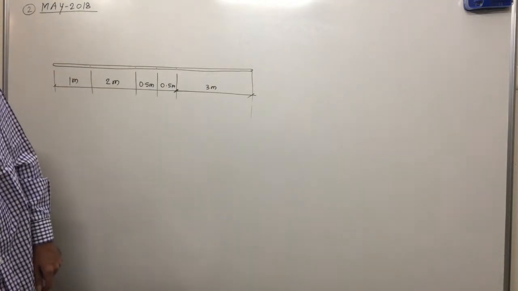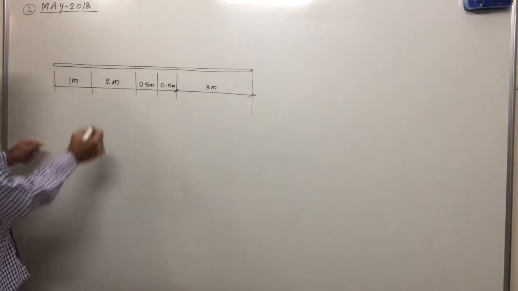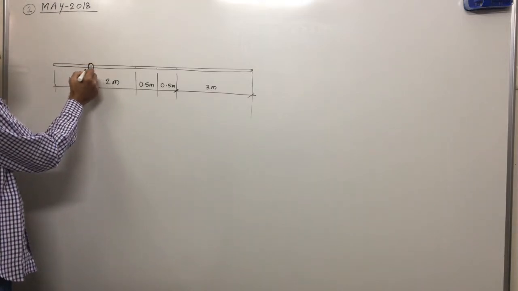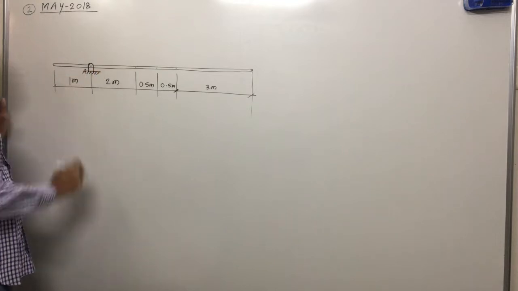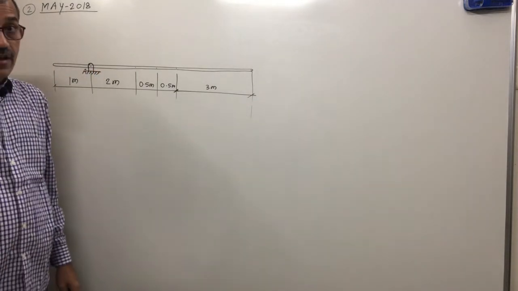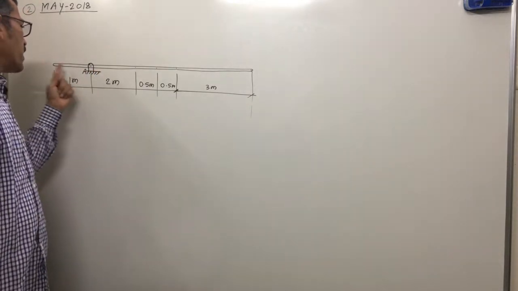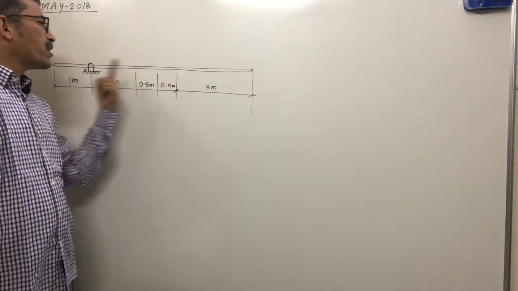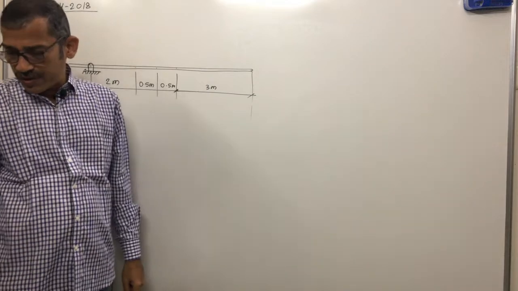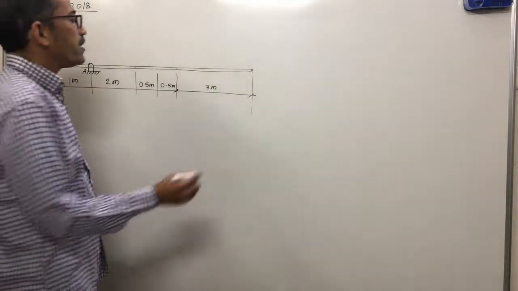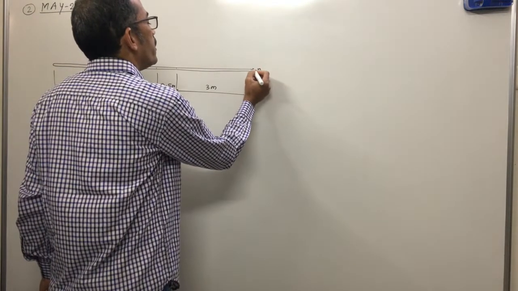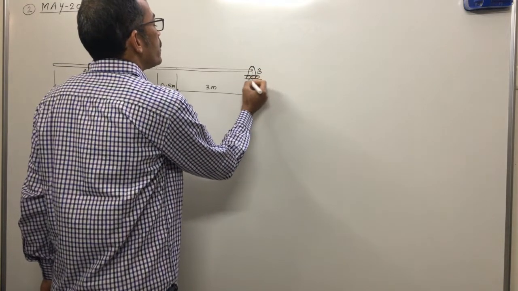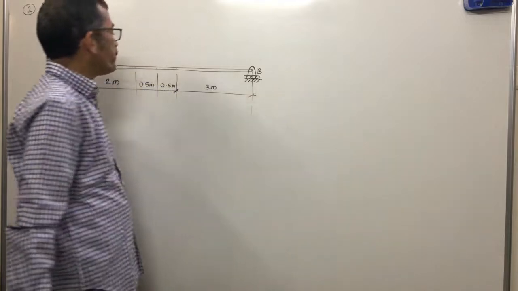So here what supports are given? That one is at this point. This is your A, and here the support given is a hinge. It is not at end A. Normally one support is at end A, other one is at end B. You will get that in most of the problems. Sometimes you will get the position of support at a different location. The other support is at the other end B, and you know which type of support this is? This is a roller support.